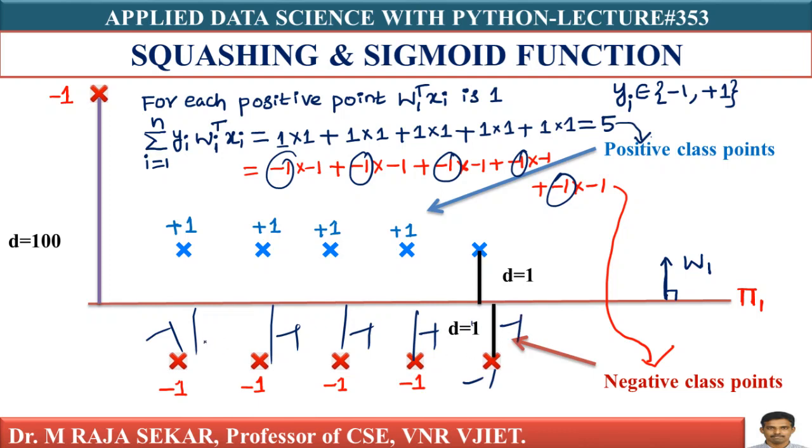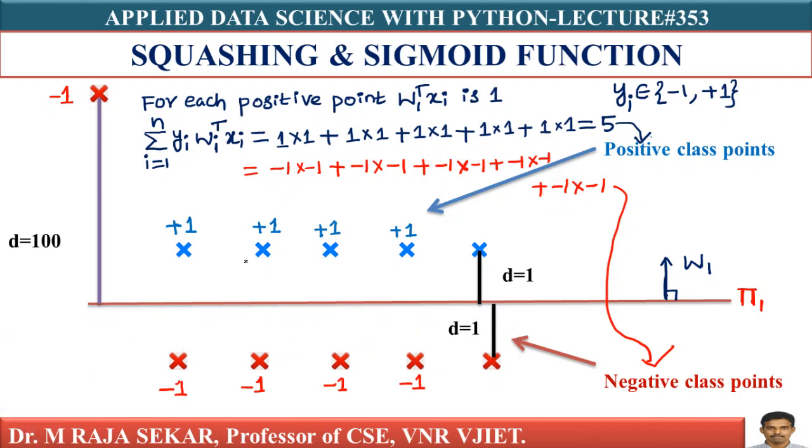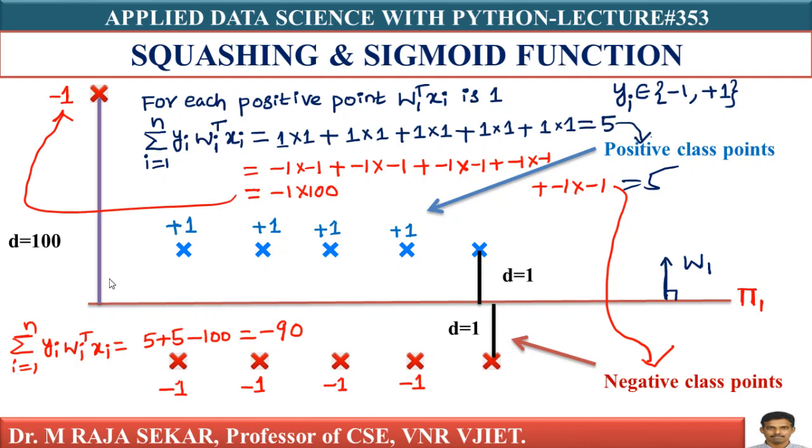The reason is simple: since W1 is in the opposite direction of these points, I can say they are negative distances. If I multiply them, what will I get? I will get 5. What about my other point, the outlier? What is my outlier here? This is my outlier. What is its actual label? Its actual label is -1, isn't it?